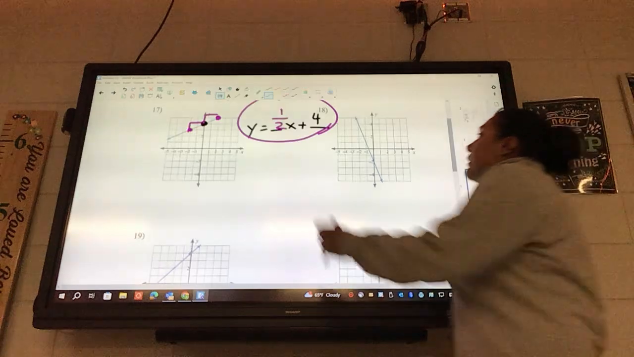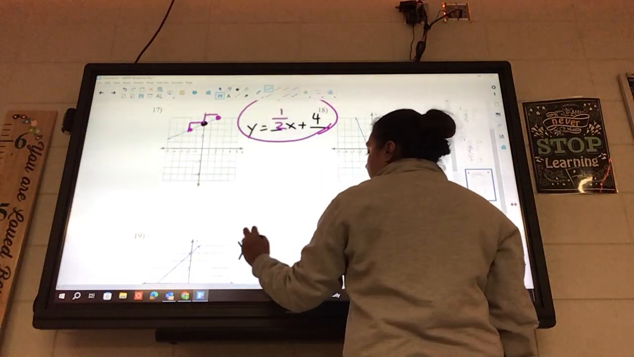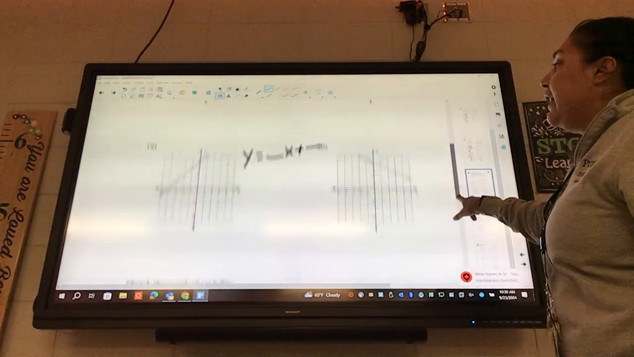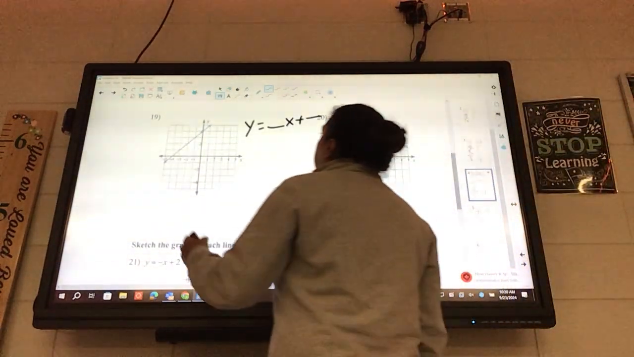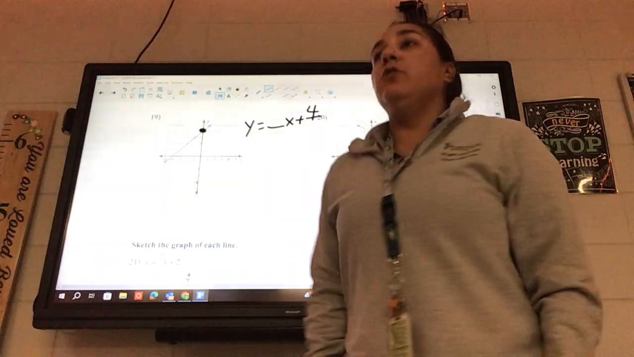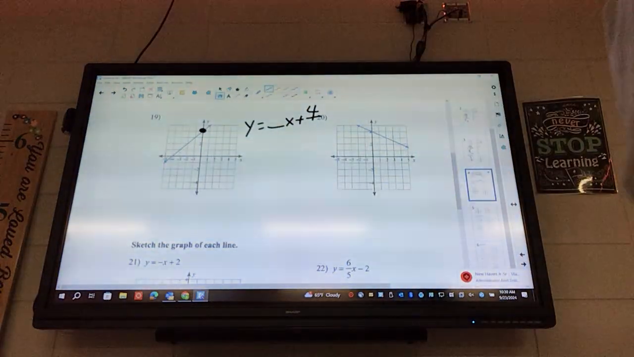Okay, 19 is gonna look the same. It's gonna say y equals blank x plus blank. Okay, again, we fill in that second blank first. It is what? 4. It is at 4 again as well.